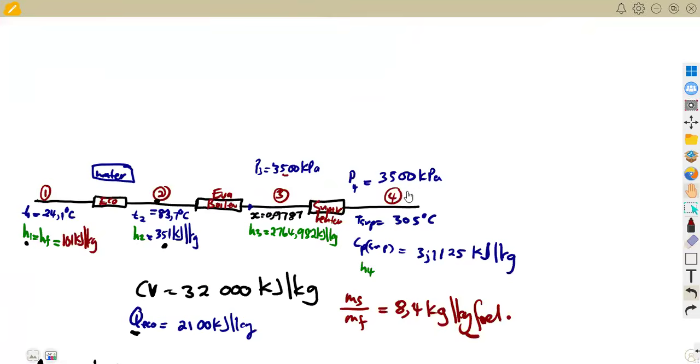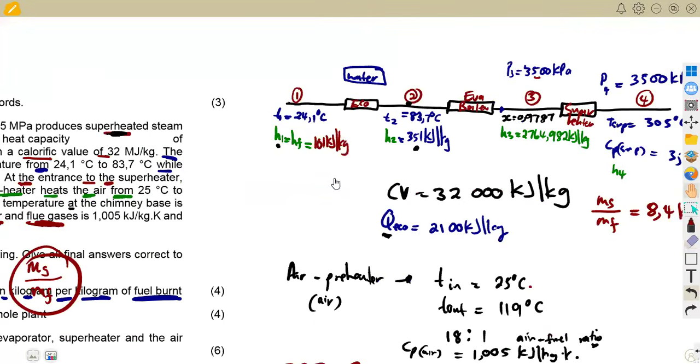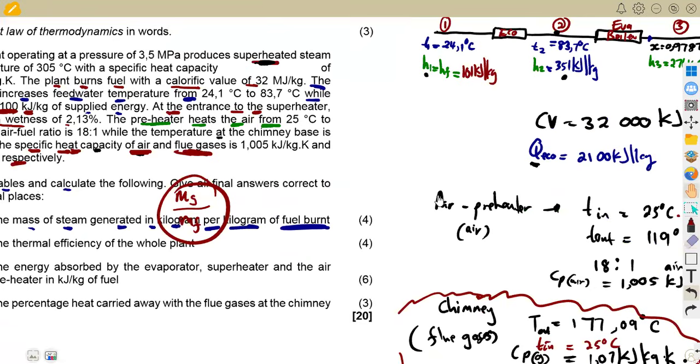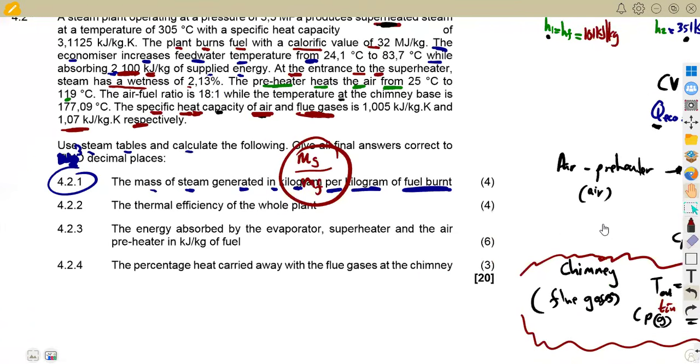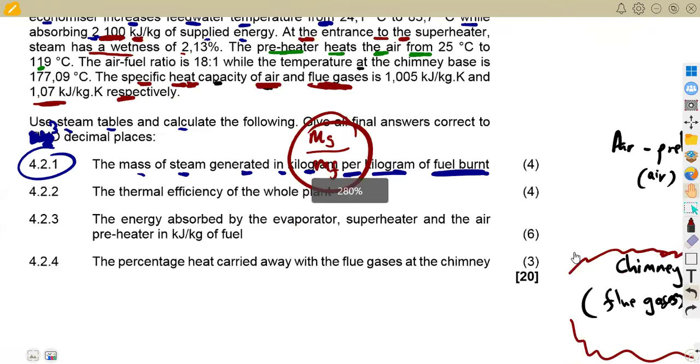All right, so that was the first question. We are done. We have the mass of steam over the mass of fuel, the mass of steam generated per kilogram of the fuel burnt. All right, so let's move on to another part.